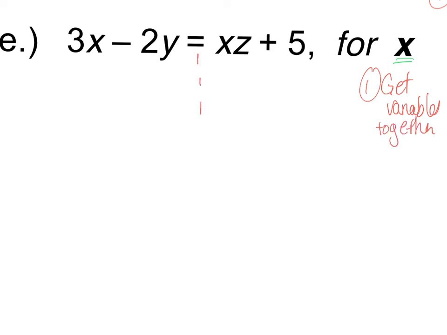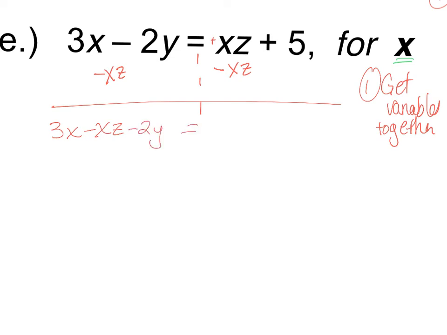So I'm going to minus xz to bring him over here with this guy because it's currently plus. That would leave you 3x. I'm going to put the minus xz by it. Minus 2y is equal to 5.